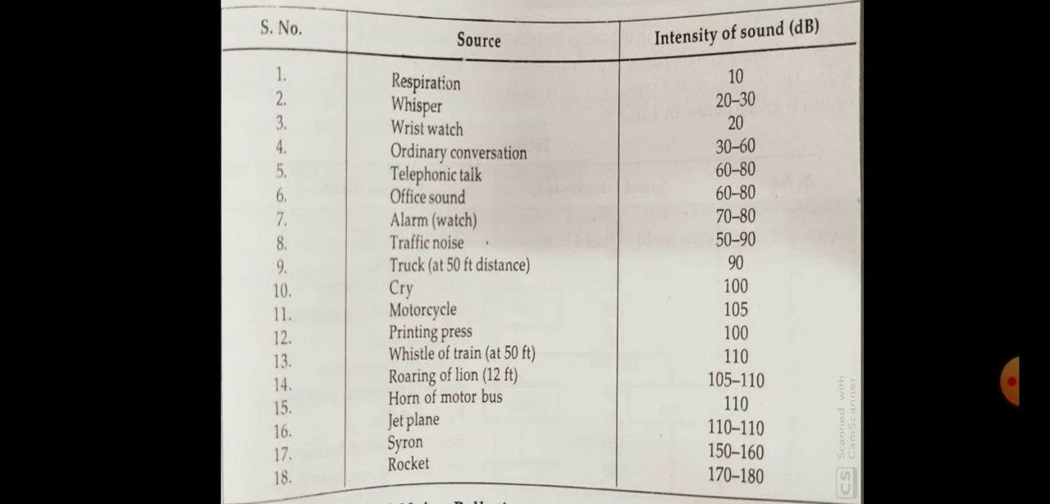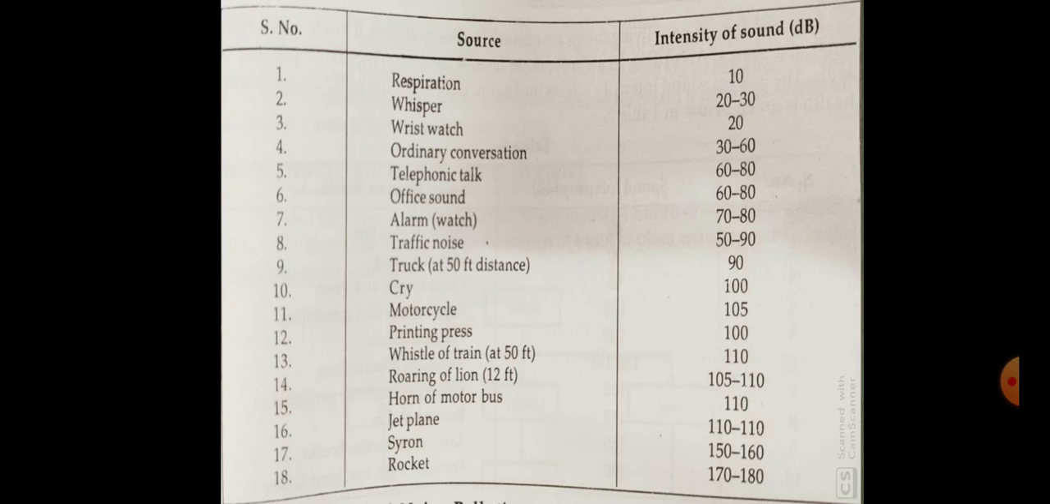Number one, respiration, meaning the breath we take, also creates a sound of 10 decibel. So we can say that respiration creates sound of intensity 10 decibel, and whispering creates sound of intensity 20 to 30 decibel, and the wristwatch also 20 decibel, ordinary conversation 30 to 60 decibel, telephonic talk 60 to 80, office sound 60 to 80, and the alarm watch 70 to 80.